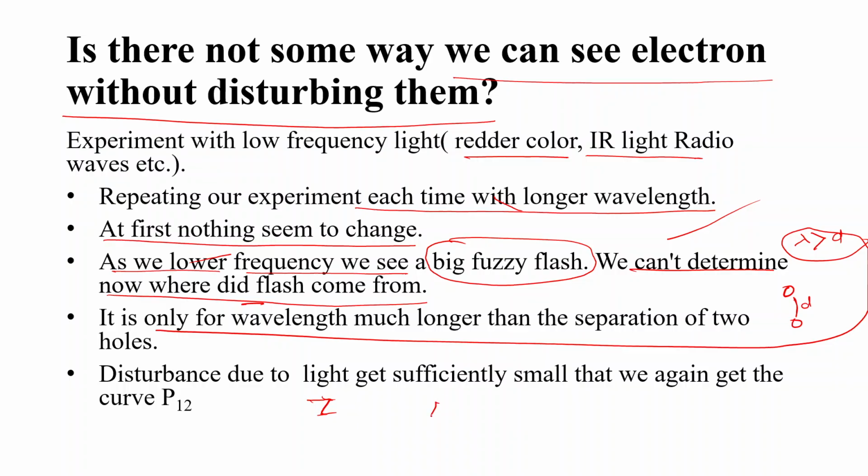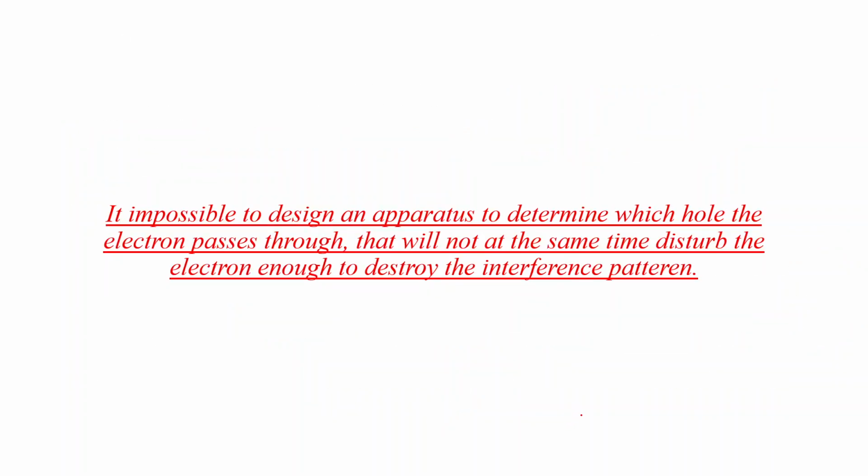You must remember that P12 in our electron experiment is the interference curve. So it is impossible to design an apparatus to determine which hole the electron passes through that will not at the same time disturb the electron enough to destroy the interference pattern.